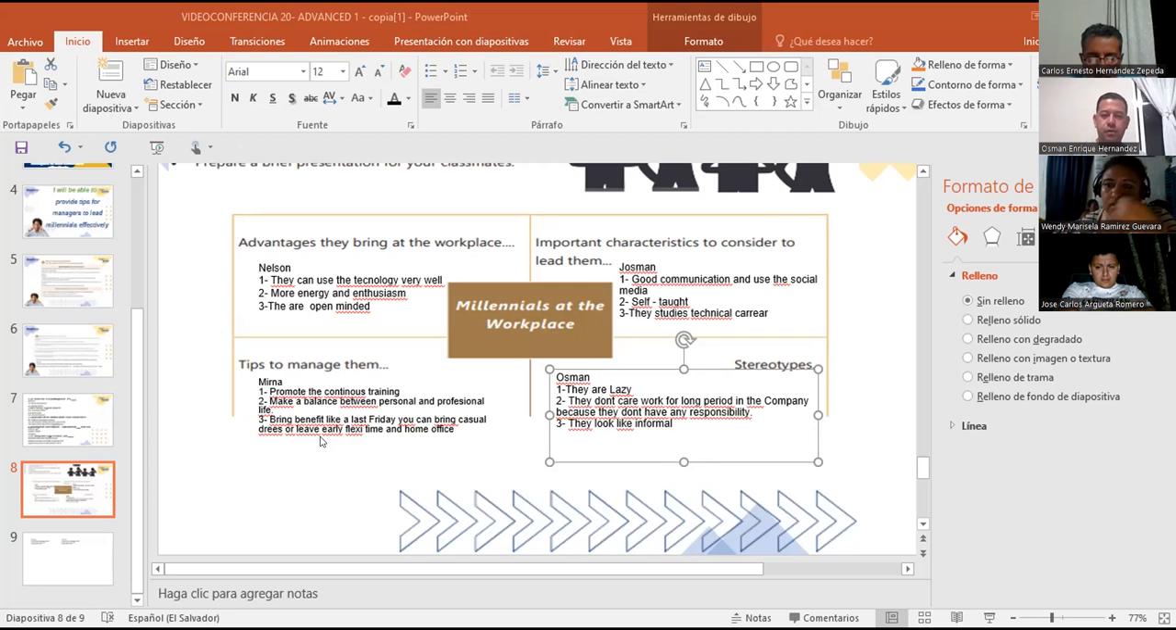And the last one is the stereotype. About the stereotypes, number one, they are lazy. Number two, they don't care to work for a long period in the company because they don't have maybe any responsibility. They don't worry for a short or little thing. Also, they look informal.